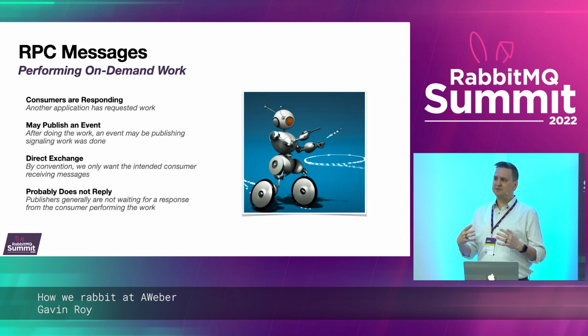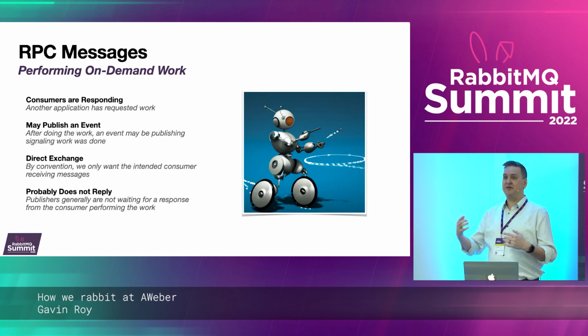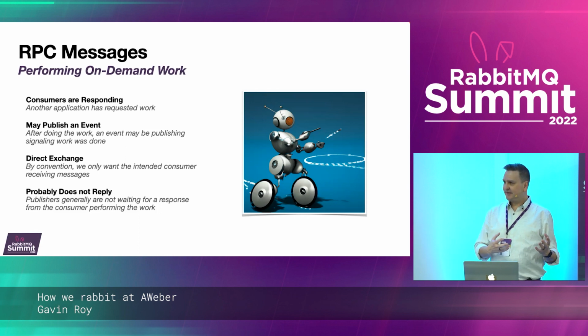And in most cases, our publishers are not expecting the consumer to reply and say, I did the work. So it's not RPC in the traditional sense of, hey, go compute this for me and give me the result. It's more directive, saying, hey, you go do this thing, and we expect that it will do the thing. And if there are any errors, it'll handle that error behavior and take care of it on its own.